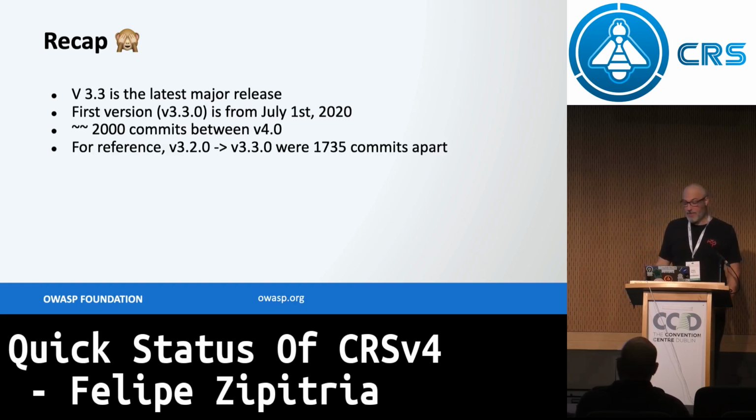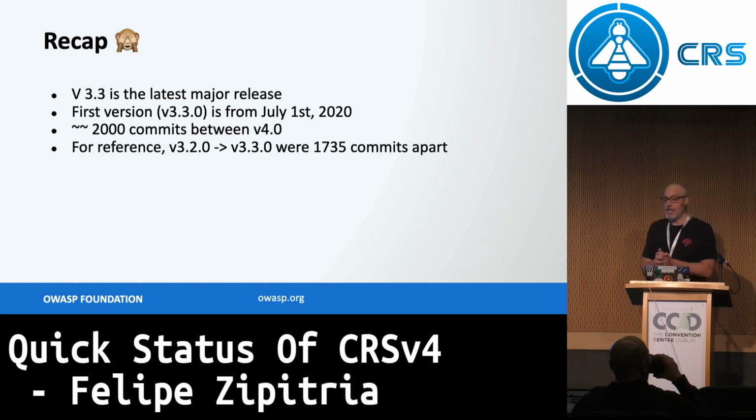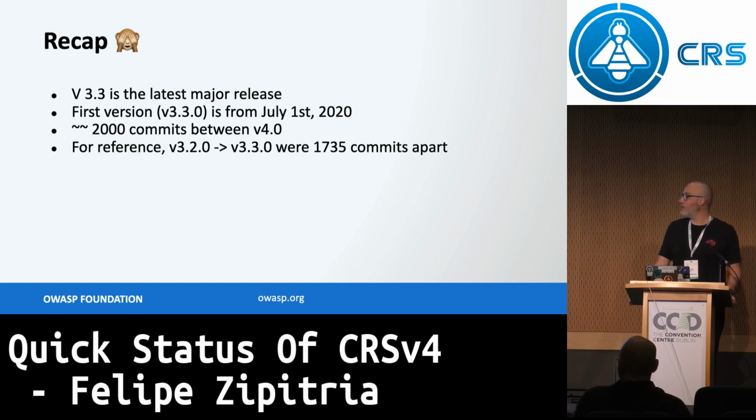There has been more than 2,000 commits between 3.3 and v4, which is the development version we are living in right now. And it's probably going to have way more commits still for the things we're doing. As a major reference, from 3.2.0 to 3.3.0, there were 1,735 commits apart. So we are way ahead, and we rewrote a lot.